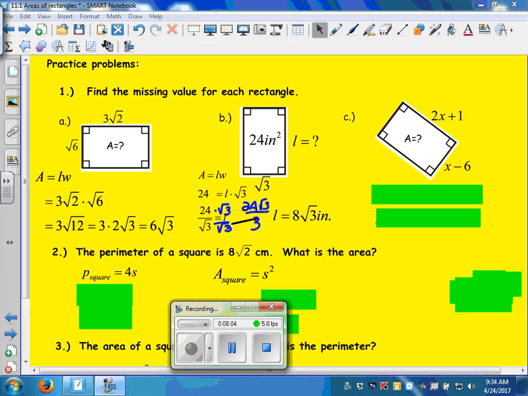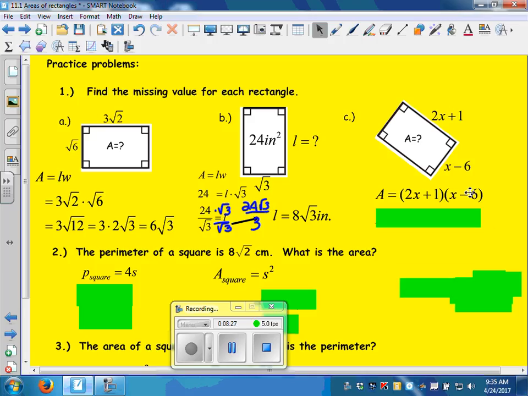So letter C, for this particular polygon, I'm giving you the lengths in terms of binomials. So you have a length and a width of 2x plus 1 and x minus 6. They're not giving you an integer value for the total area, so you're going to write your answer with variables inside. So what am I going to do with the 2x plus 1 and the x minus 6? You're going to multiply together and FOIL them. So FOIL that out, see what you get. So your answer, 2x squared minus 11x minus 6.